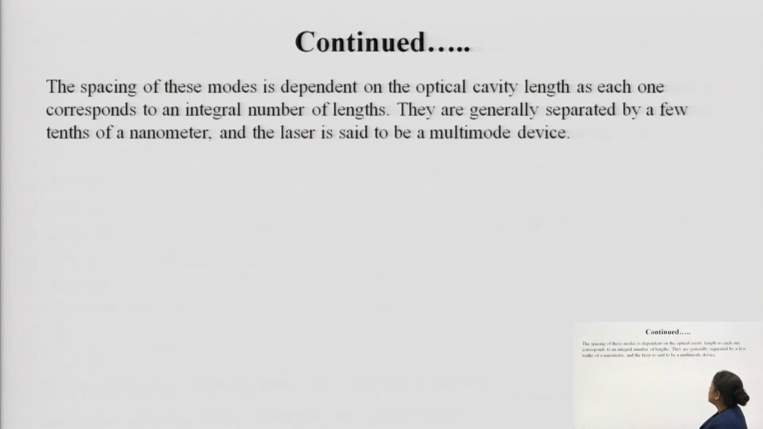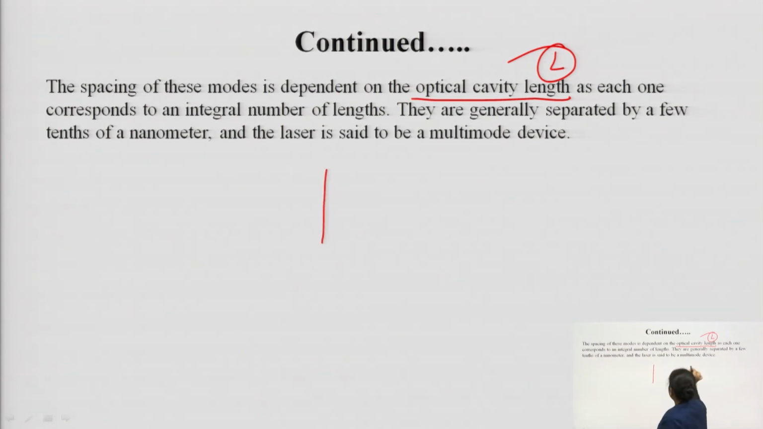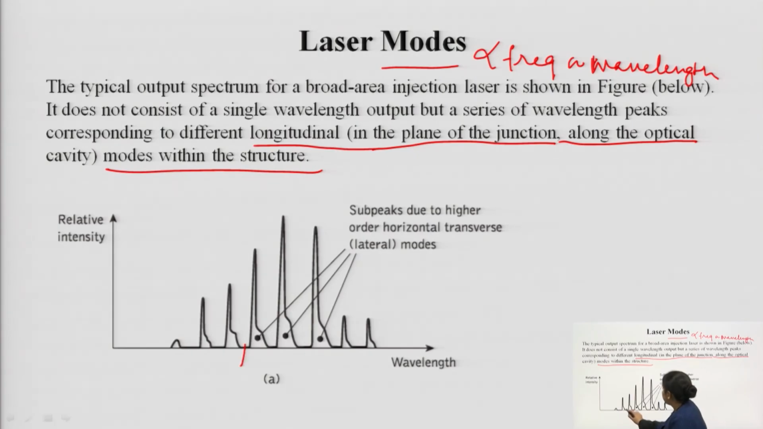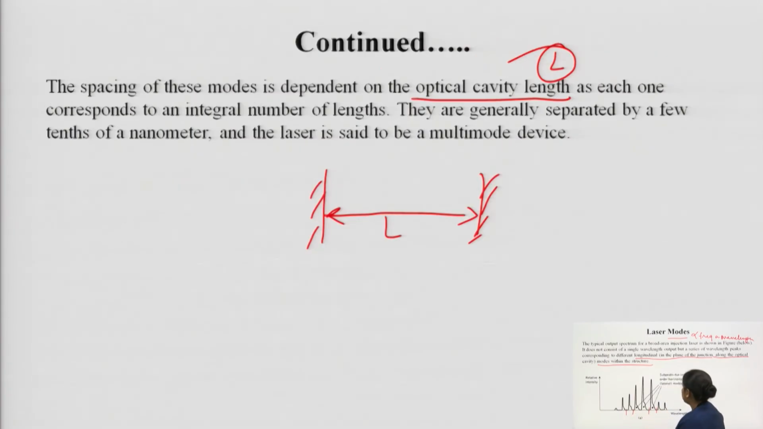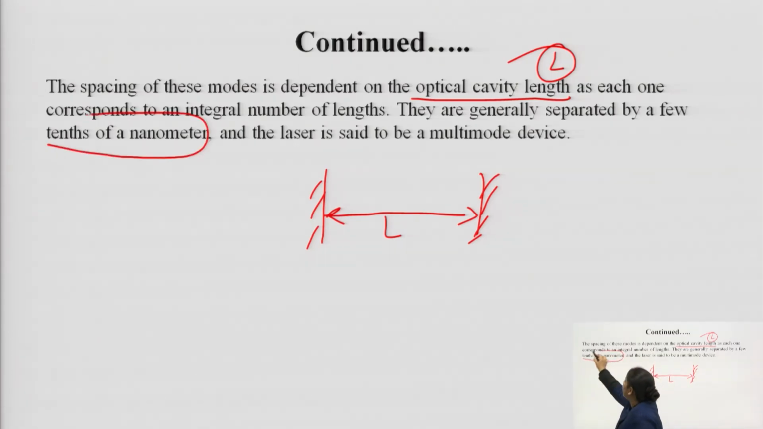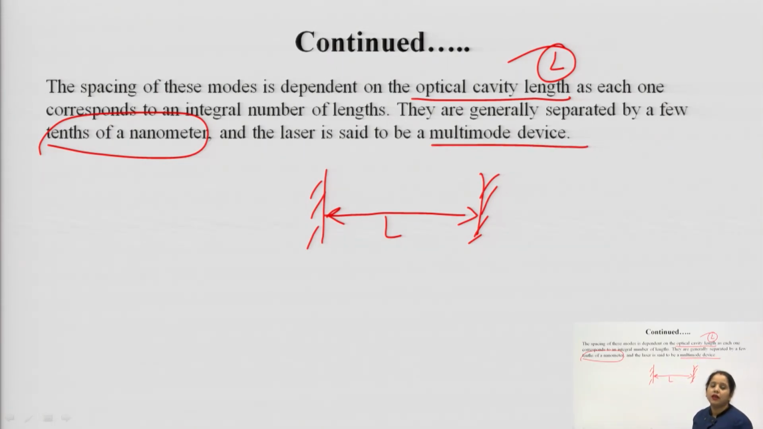The spacing of these modes is dependent on the optical cavity length, that is our L, and we have already seen the structure. There exists a mirror and there is the complete length of a cavity. As each one corresponds to an integral number of lengths, the spacing between the modes is generally separated by a few tenths of a nanometer. These are the normal values, and the laser is said to be a multi-mode device because there exist a number of modes and a number of wavelengths.